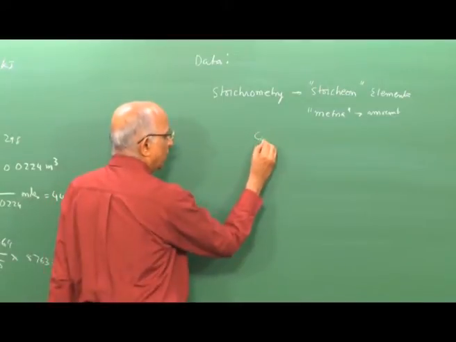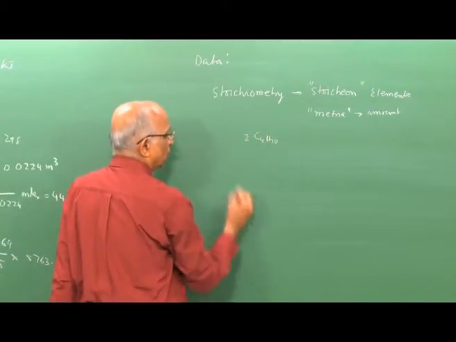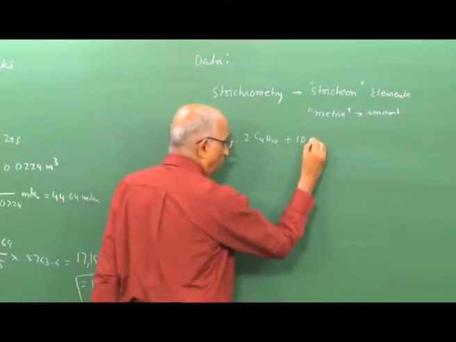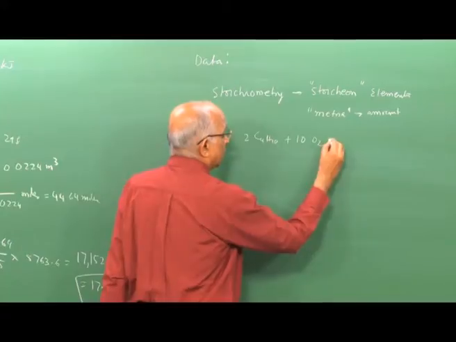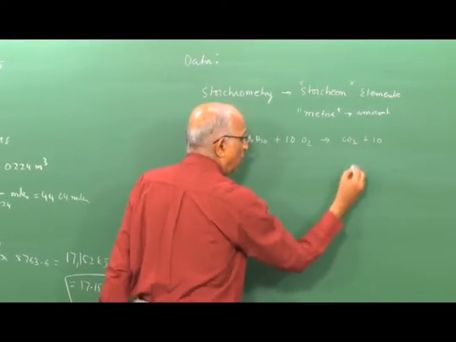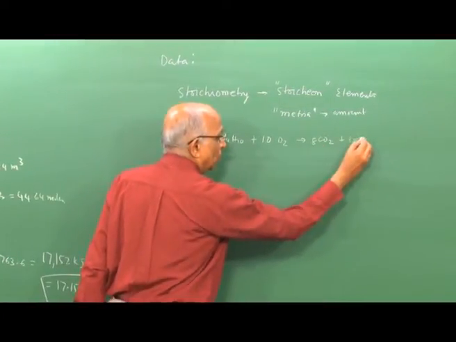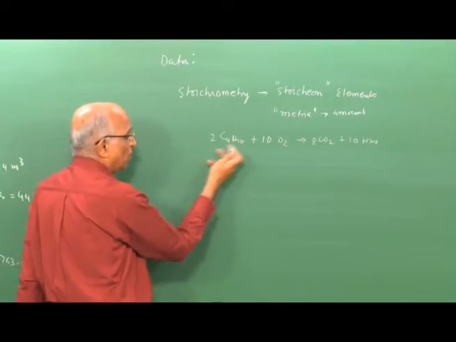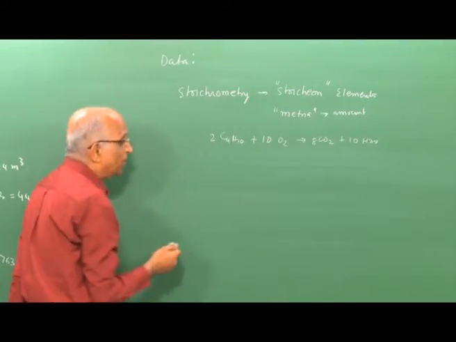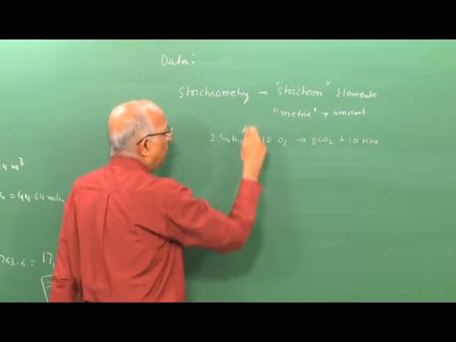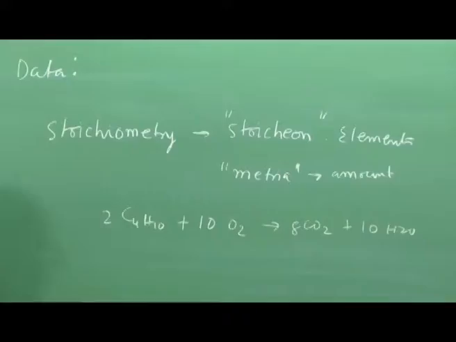We had 2 moles of C4H10 reacted with 13 moles of oxygen to give me something like 8 moles of CO2 and 10 moles of water. Therefore, the proportion is 10 and 2 over here, that is, the molar ratio is 10:2. Strictly, stoichiometry just determines the ratio of the proportion of the reacting constituents.